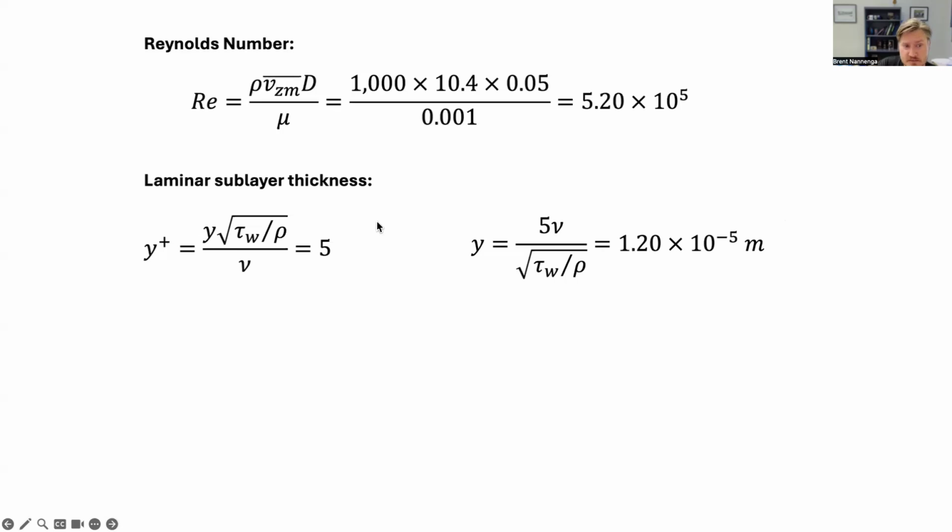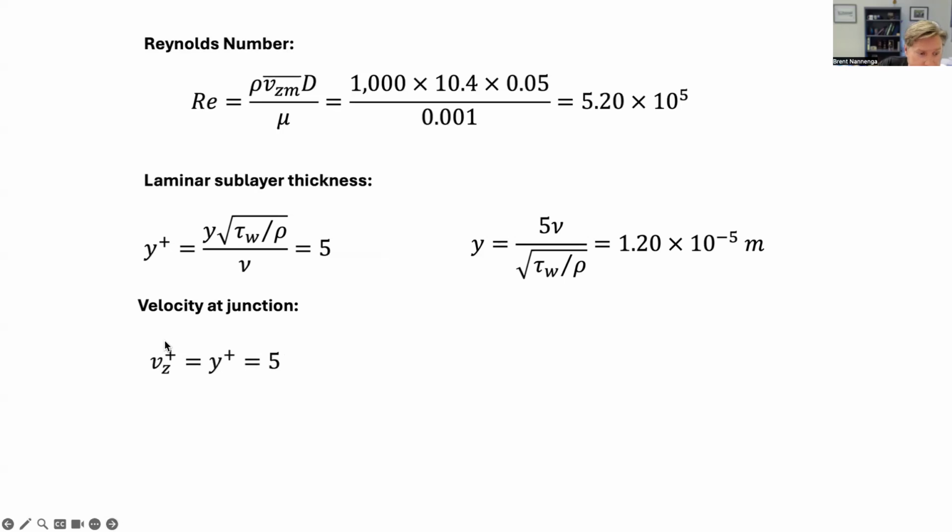If we're using the three-piece model, we'd plug in 11.6 here instead of 5. That would be the thickness of the laminar sublayer. All right. And then the last thing it asked for was the velocity at the junction between the laminar sublayer and the, in this case, it's a three-piece model, so it would be the velocity at the junction between the laminar sublayer and the buffer region.